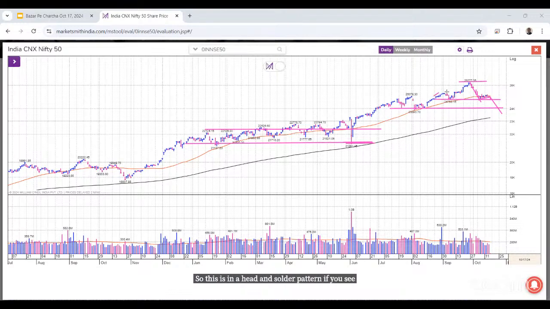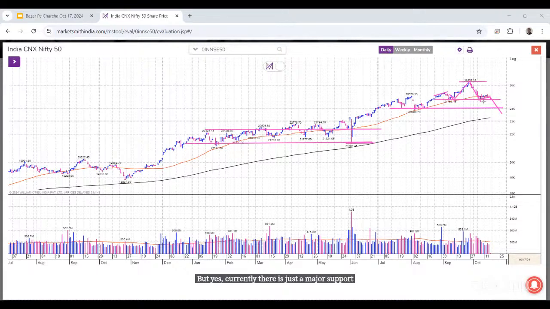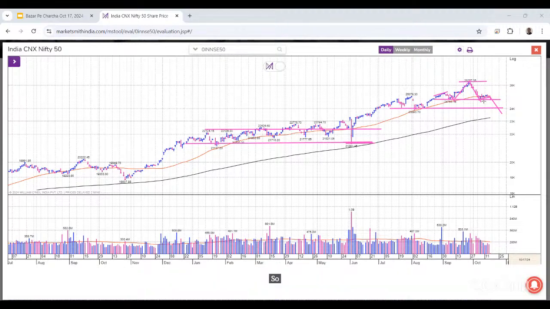If you see this and this, and like this and like that, so this is the first shoulder, head, and second shoulder. So now below this neckline, which is again in the range of 24,700, that is the validation of this head and shoulder pattern also. So maybe on the basis of that also we can say the market may fall further, beyond the 200 DMA, beyond 24,000 also. But yes, currently there is just a major support in that particular range, 24,200 to 24,000. So maybe we are expecting that level.